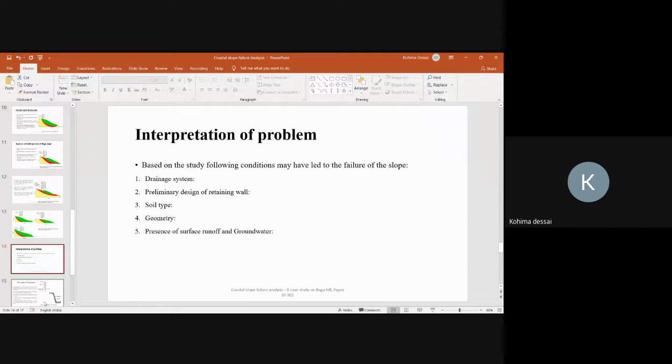Next was the geometry. The slope under the study was 42 meters high and had a steep angle. And we have seen that steeper slopes are more likely to undergo failure than flatter slopes. Then there was the presence of surface runoff. During the rainy season, the surface runoff seeps into the soil, and as the study area consists of soil with poor drainage conditions, more water pressure is exerted.